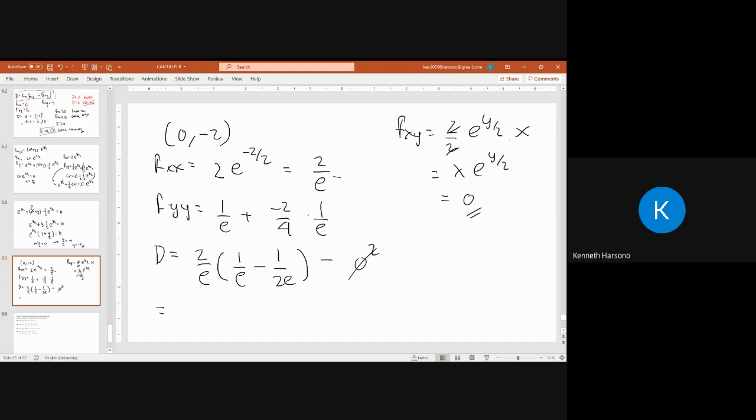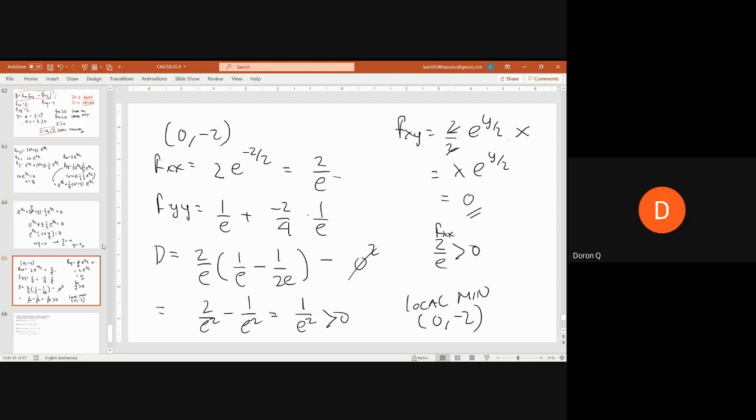So this one is 2e squared minus 1 over e squared, so this one is 1 over e squared, which is greater than 0, right? And we can see here our fxx is also greater than 0. Local minimum. So yeah, this one is a local minimum for this point, 0 and minus 2. Do you have any question for this one? No, it's okay. Okay, let's continue for the next part.